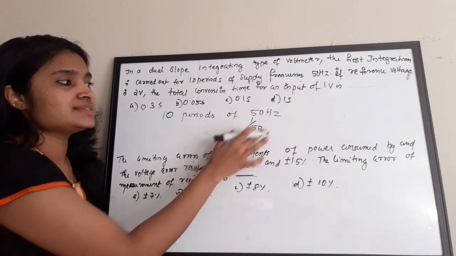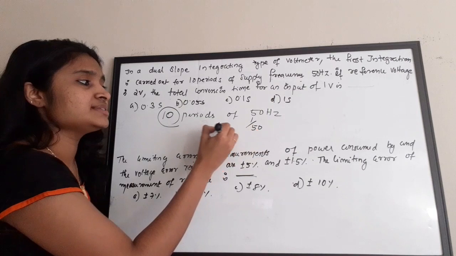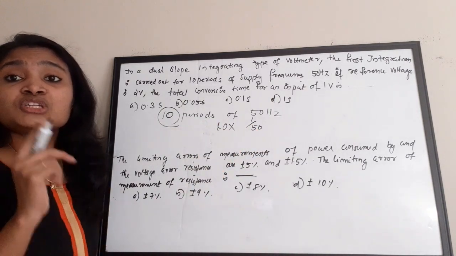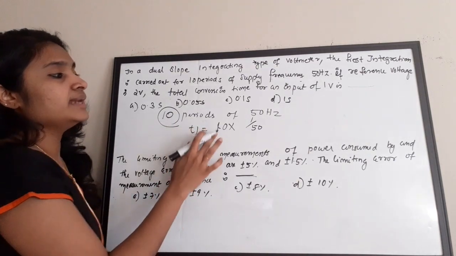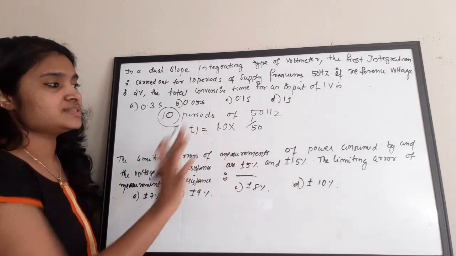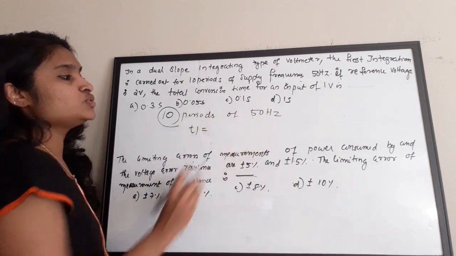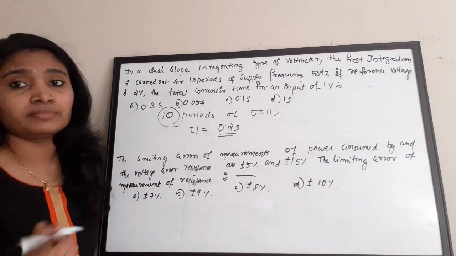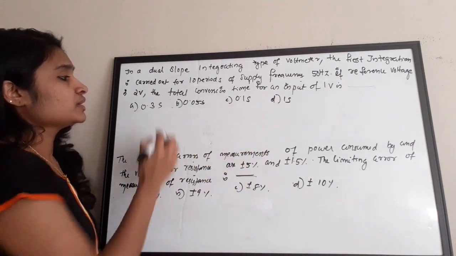So 1 by 50 is the time period, and 10 periods of this time period means 10 into 1 by 50 is the first integration time duration. So T1 is equal to 10 into 1 by 50. I hope it is clear. So it will be 1 by 5 or 0.2 seconds is the first integration time. Okay. So T1 we have obtained as 0.2 seconds.